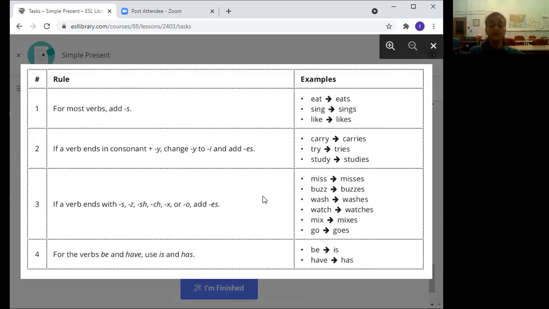Buzz is one syllable. Buzzes is two syllables. We have to pronounce that es. I wash, he washes. I watch, she or he watches. I mix, he or she mixes. All right? Okay, so we've taken care of this situation.